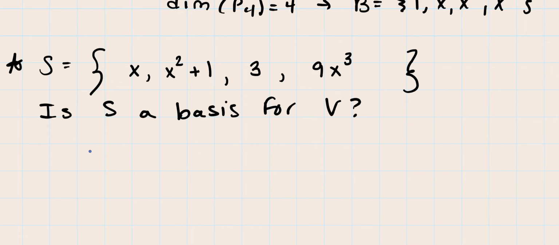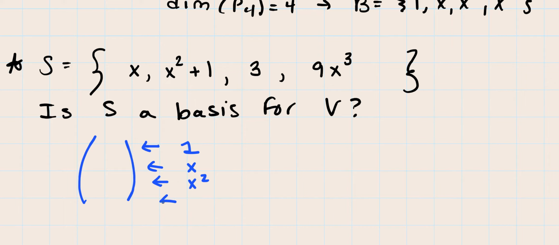I'm going to write a column vector. In the first entry I'm going to put the coefficient in front of the 1. In the second entry, the coefficient in front of the x. In the third entry, the coefficient in front of the x squared. And in the fourth entry, the coefficient in front of the x cubed. So we're thinking of these as vectors in R4. Of course, you can change the order of these. You can make this x and this 1, or however you want to do it, as long as you stick to the same ordering for all of these vectors.